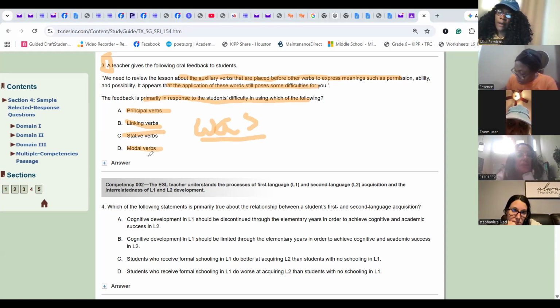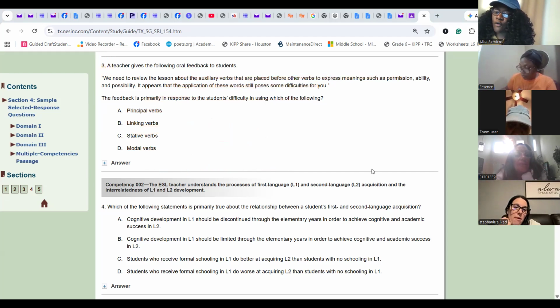Modal verbs. Must, she must do this. She should do this, right? So modal is expressing permission, ability, possibility, things of that nature. Okay, so that's where that would fall in.